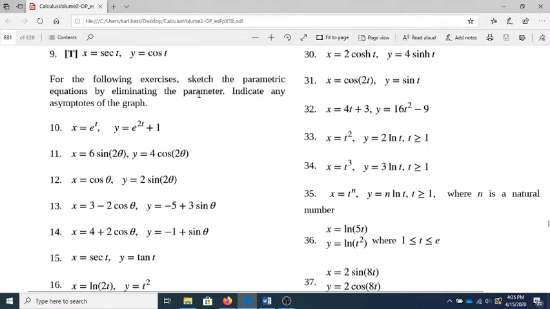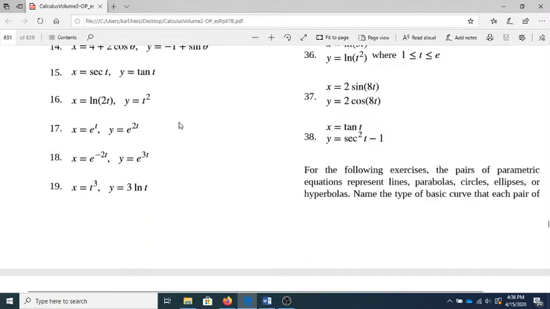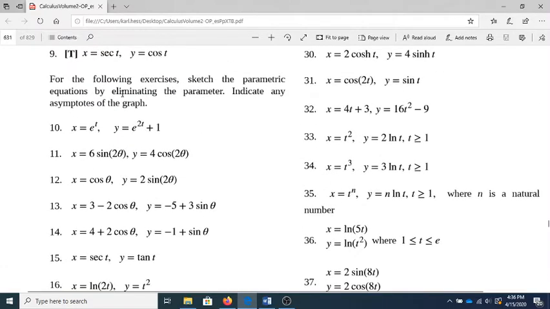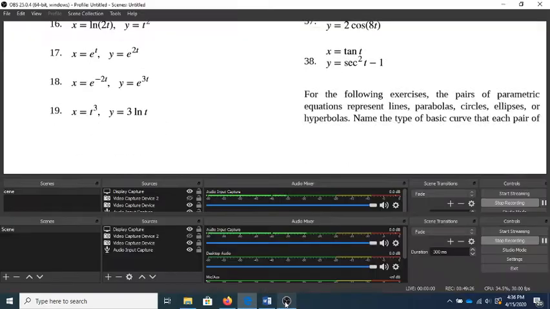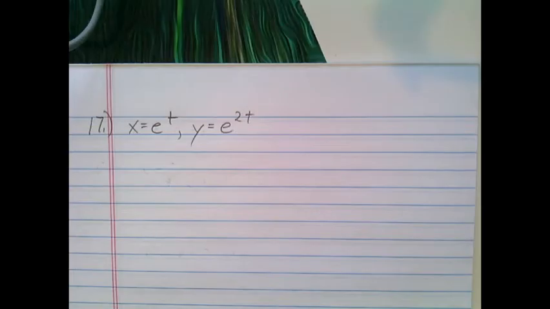It says, for the following exercises, sketch the parametric equations by eliminating the parameter. Indicate any asymptotes of the graph. Alright, well, what they're saying is rather than using t to generate ordered pairs, convert this to a standard equation. That's what they mean by eliminating the parameter. Make it so that we just have one equation with x and y and no t's. And ideally then, once we've done that, we should immediately recognize what this looks like. At least that's what they're implying.